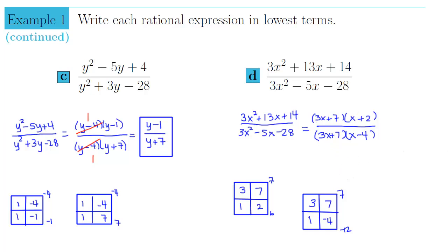After we've factored, what's our next step? Our next step is to reduce. How do we reduce? We reduce by canceling the common factors, and in this case 3x plus 7. 3x plus 7 divided by 3x plus 7 is 1, and that will leave us with, in the numerator, x plus 2, and in the denominator, x minus 4. These are not the same factors, so we can't cancel any farther. That means this expression reduces to x plus 2 over x minus 4.